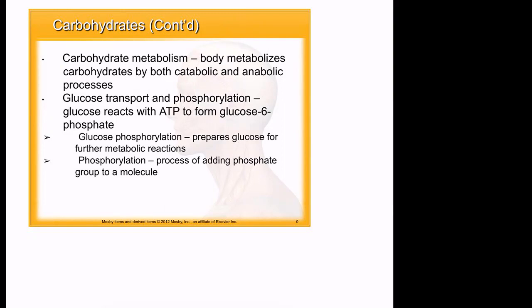Glucose is a 6-carbon sugar. What we want to do is create 2 3-carbon molecules called pyruvate. And the pyruvate will then go to the mitochondria, where it will go through some more biochemical processes to eventually create ATP, to eventually create energy.